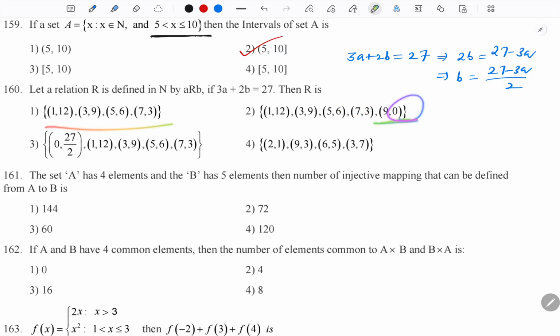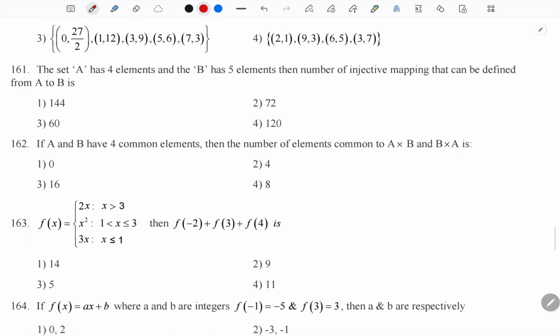Okay, up to here. If I take 9 comma 0, a is 9, 27 minus 27 is 0, by 2 it's equal to 0, but it's not a natural number. Understood, students? Why option 2 is wrong? As well as 0 comma 27 by 2, first of all 0 it won't take, right? Next one here, 2 comma 1. If I substitute 2 here, 6 then 27 minus 6 is 21, by 2 it will not be divisible, so it is not a natural number. So what is the only correct option here? 1. Clear? If you have any doubt, ask.